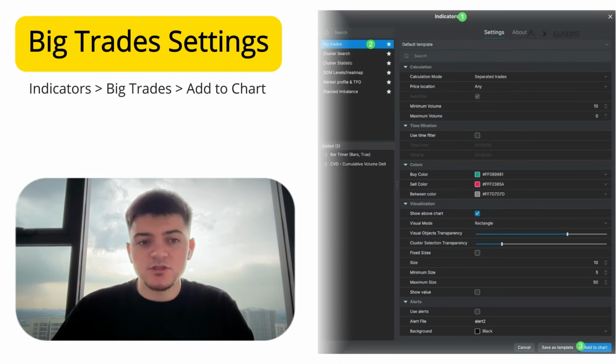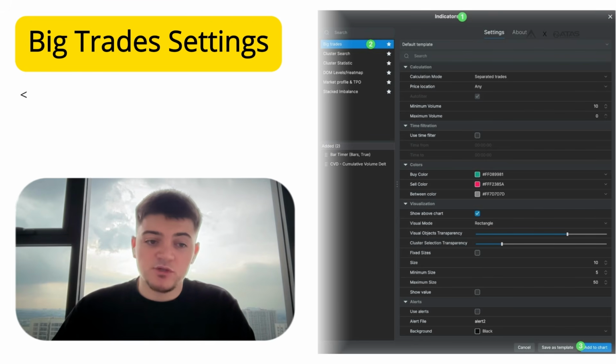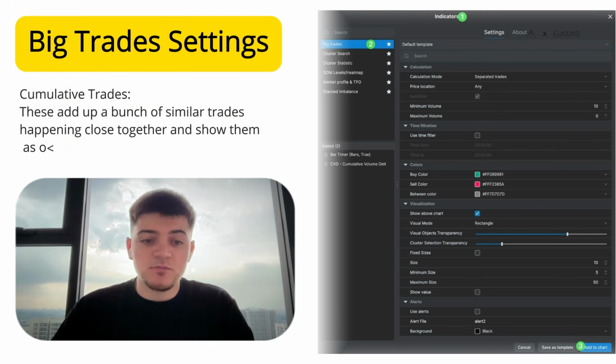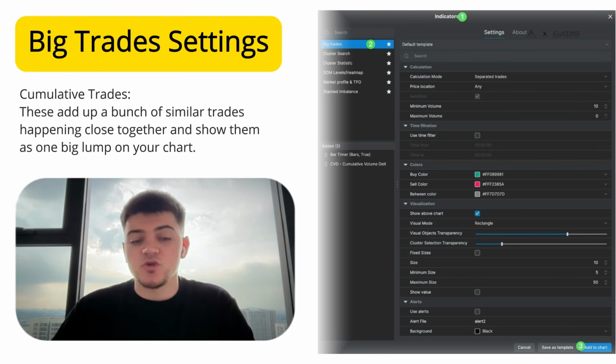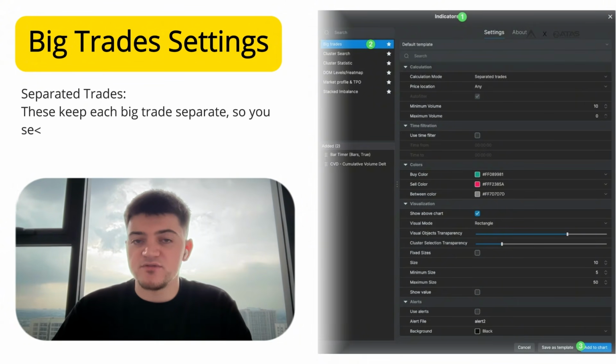So you want to go to indicators, big trades, and then add to chart. I will show this in the ADIS platform in a second anyway, so don't worry about that. But here is the calculation mode. Separated trades, these keep each big trade separate. So you see each splash on your chart at the actual spot and time it happened. And then cumulative trades, these add up a bunch of similar trades happening close together and show them as one big lump on your chart, like stacking blocks to see the total height.